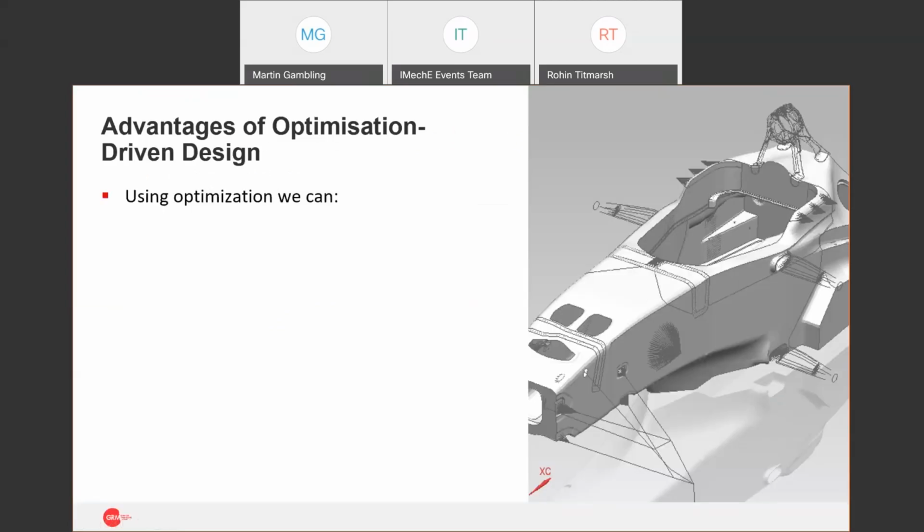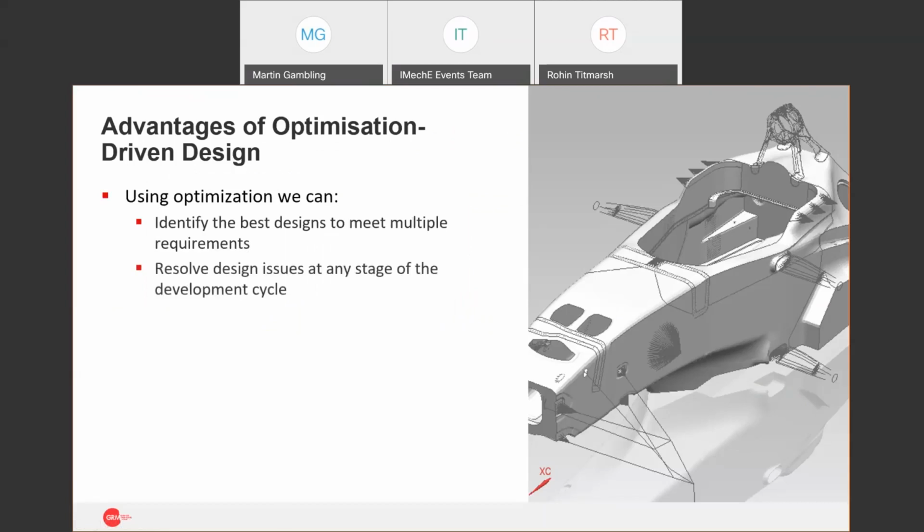The advantages of optimization-driven design. Why should we do it? What can we do? So I've kind of gone through these points already, actually, very early on. But we can look at identifying best designs and meeting those multiple requirements. And meeting multiple requirements is often the real key. We can resolve design issues throughout the development cycle, and that's the bit. It's really important in optimization to just get confident with it. If you don't, then you can get into trouble very quickly. You get discouraged because you don't get what you want, and you go back to just iterating.